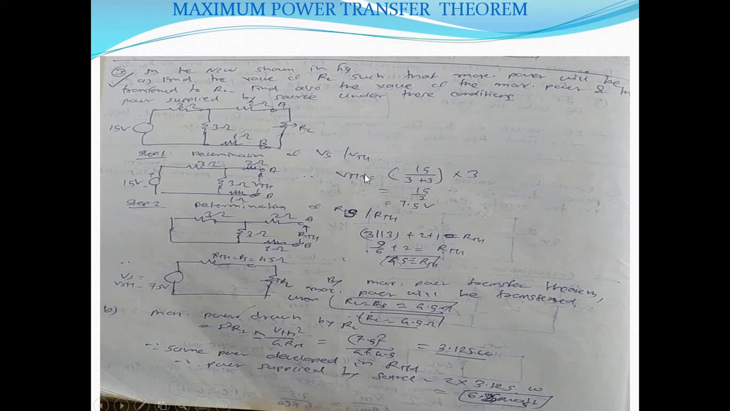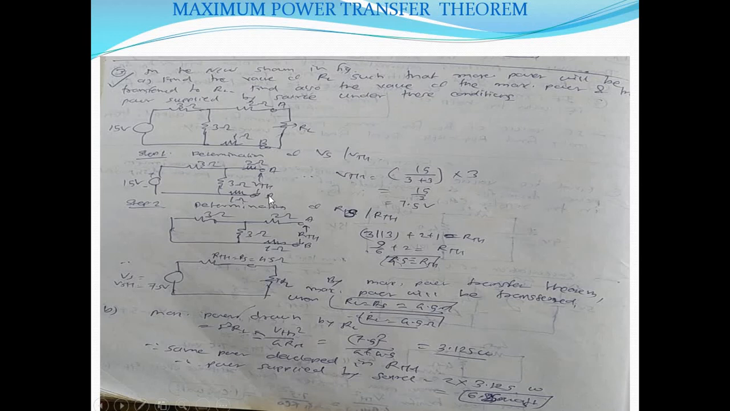So what is the formula for Vth? Since A and B are open circuited, Vth is nothing but the voltage drop across the 3 ohm. So what is the voltage drop across the 3 ohm? It is the current flowing through the 3 ohm into 3. So what is the current flowing through this 3 ohm? If A and B are open circuited, it is 15 upon (3 plus 3), into 3. That is the voltage drop, or Vth. So Vth is equal to 15 by 2, that is 7.5 volt.